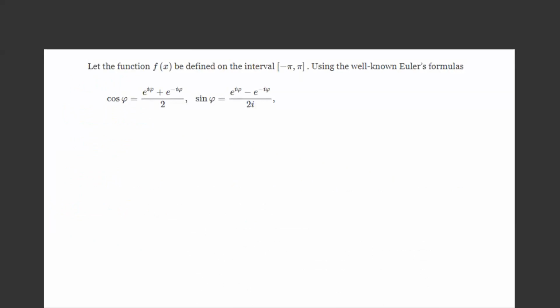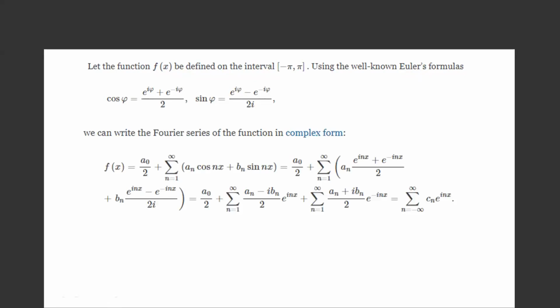This is the main point of changing from the real into the complex Fourier series. This is the Euler form: e to the i theta equals cosine theta plus i sine theta. So when you subtract them or add them, you will have cosine and sine. E to the i theta plus e to the minus i theta over 2 is the cosine. E to the i theta minus e to the minus i theta over 2i is the sine. This was the key to transfer from the real Fourier series into the complex Fourier series.